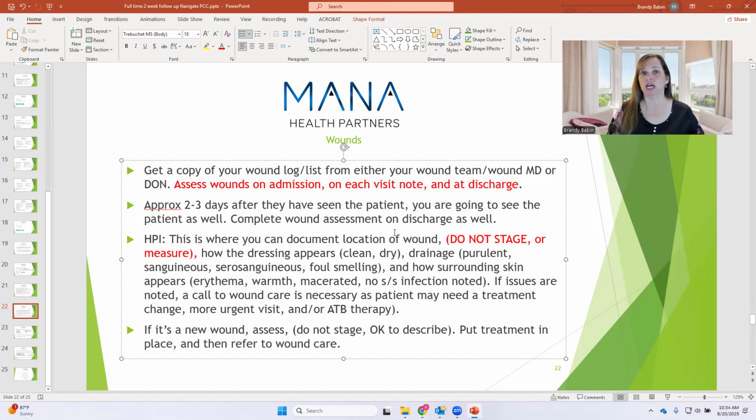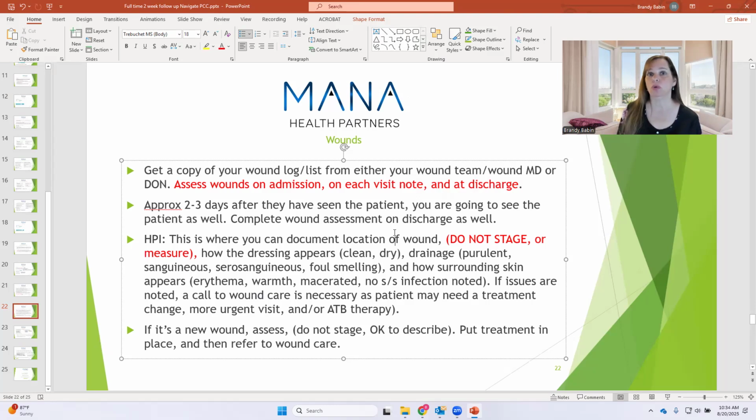Now, Medicare says we can't have a duplication of care, meaning you cannot do the same thing that the wound team is doing, nor would you want to. You don't want to go in and stage it. You don't want to go in and do measurements, undermining, tunneling. We're not allowed to do that because it's a duplication of what the wound team has already done. What we're looking at is the dressing, the drainage, the peri-wound. Is the wound improving or not improving? And do we need to change treatments?